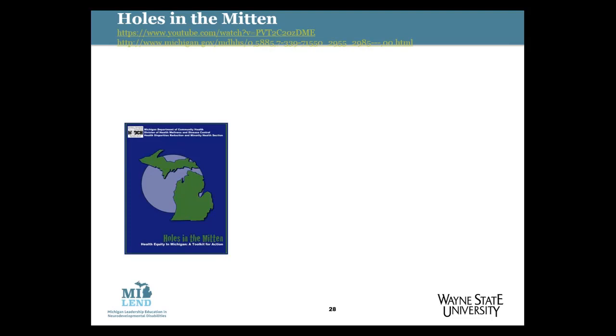This is one of the products out of the work of the Office of Minority Health, which highlights some of the disparities that we see by race, ethnicity, and income across the state of Michigan, helps us understand what some of the contributing factors might be, and gives us examples of some potential interventions to close the gap. You will find this on your Blackboard resource page as well.